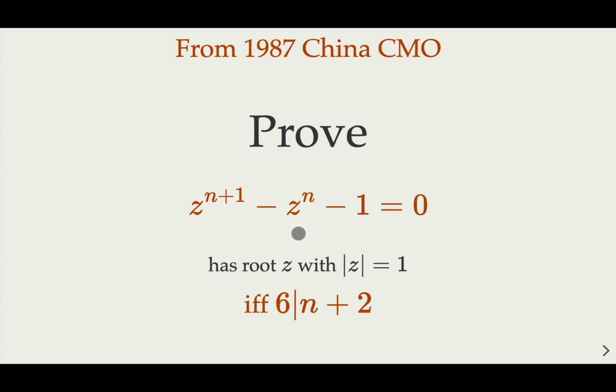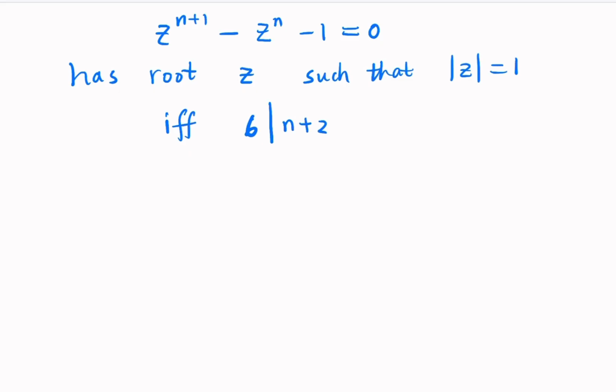For this equation for complex number z, where n is a natural number, we want to prove that it has roots with modulus 1 if and only if n plus 2 is a multiple of 6. In this problem, we want to prove this equation has a solution with modulus 1 if and only if n plus 2 is a multiple of 6. And of course n here is a natural number.